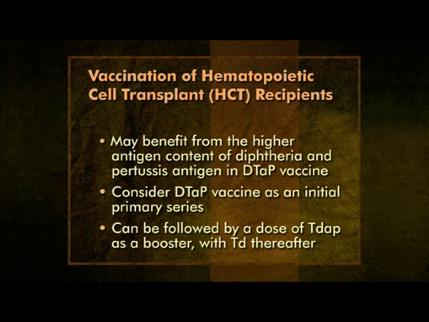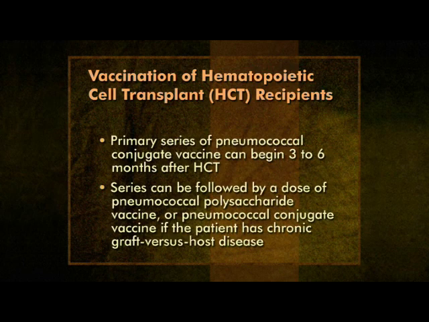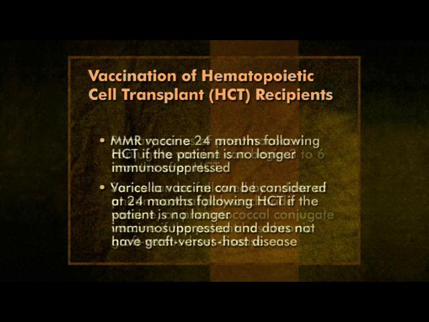dose in HCT recipients. A primary series of pneumococcal conjugate vaccine can begin 3 to 6 months after HCT. Providers should review the patient's risk for pneumococcal disease, as well as the 2009 document, when choosing which interval to use. The series can be followed by a dose of pneumococcal polysaccharide vaccine, or if the patient has chronic graft versus host disease, which is a complication of transplant, then another dose of pneumococcal conjugate vaccine can be administered.